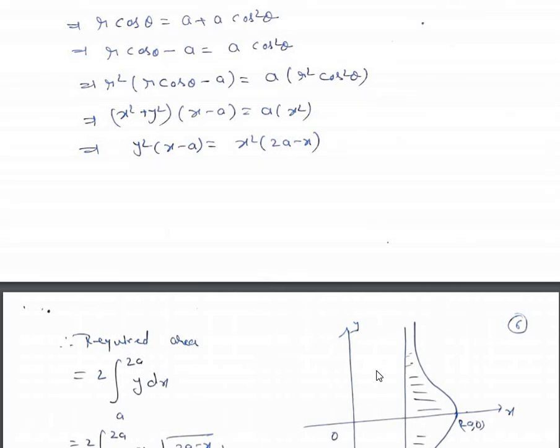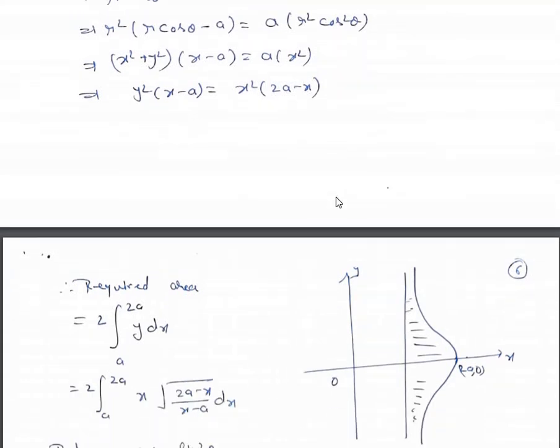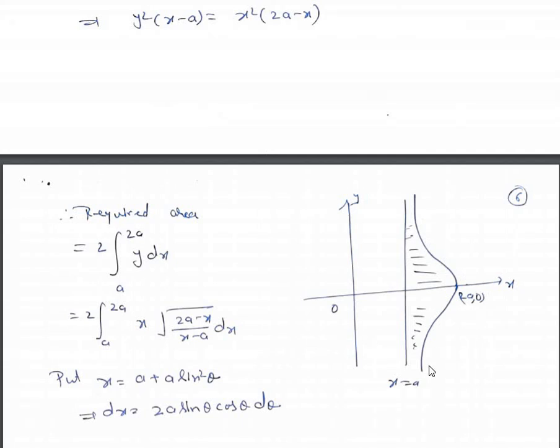Now if you put y is equal to 0, we shall get from here x is equal to 2a. So shape of the curve is like this. We have to find out this area, so we shall find out area of the upper portion and then multiply it by 2. So therefore required area is 2 times integral from 0 to 2a of y dx. Put the value of y from here. So we have 2 times integral from 0 to 2a of x into root 2a minus x upon x minus a dx.